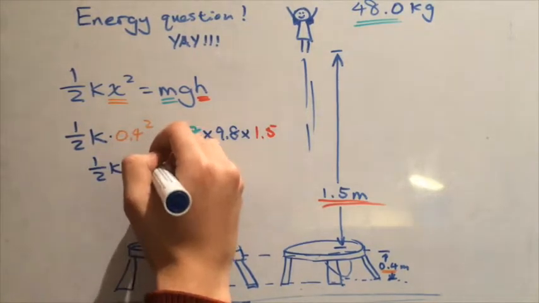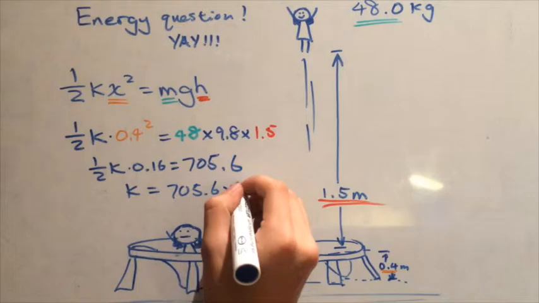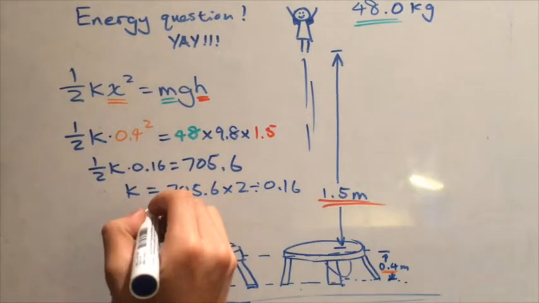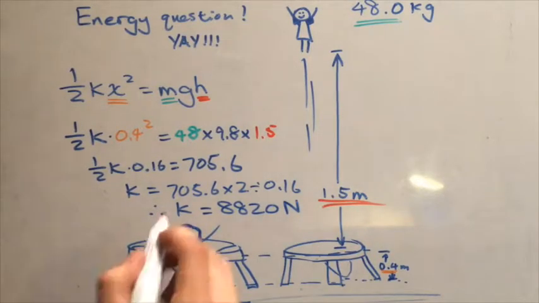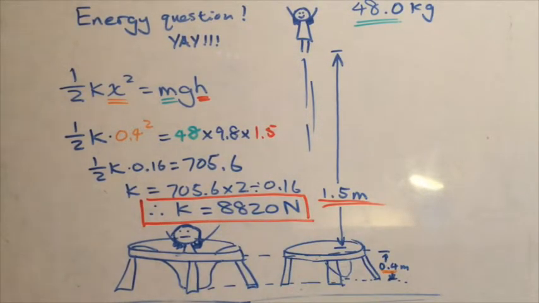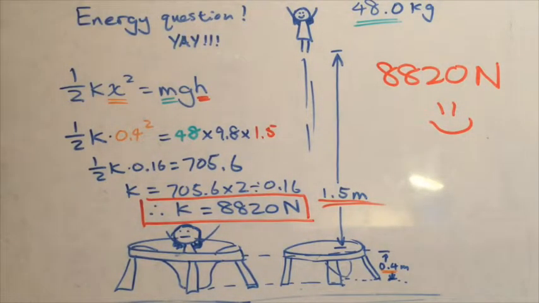Now, then we solve for k, showing that k equals 705.6 times 2 divided by 0.16, and finally showing that the k value equals 8,820 newton meters.